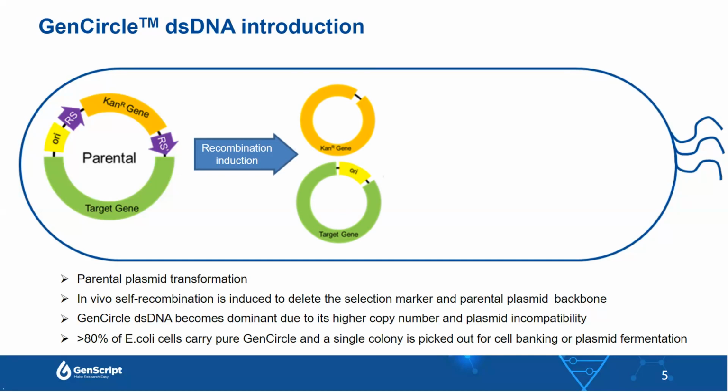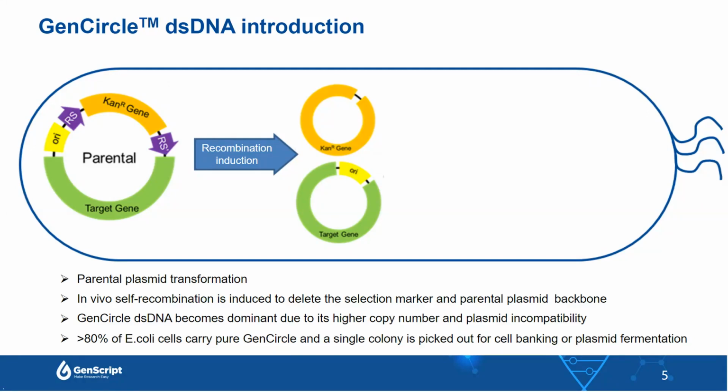Then we induce the expression of recombinase, and the self-recombination occurs. The parental plasmid is separated into one molecule of GenCircle mini plasmid and one molecule of a circular selection marker with parental plasmid backbone.